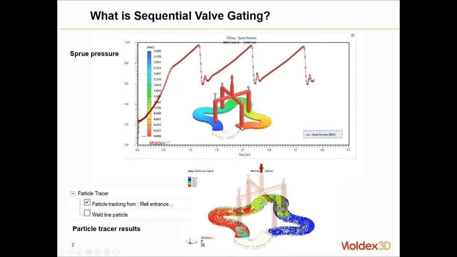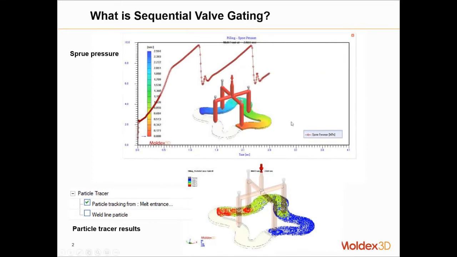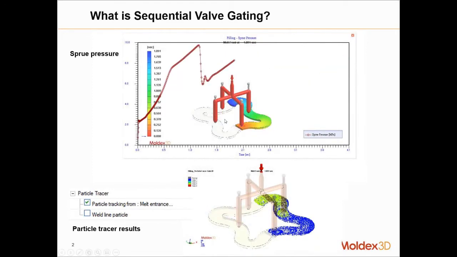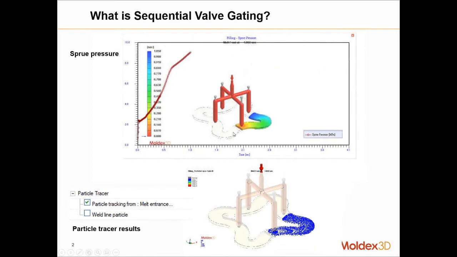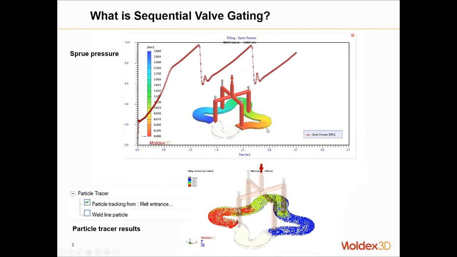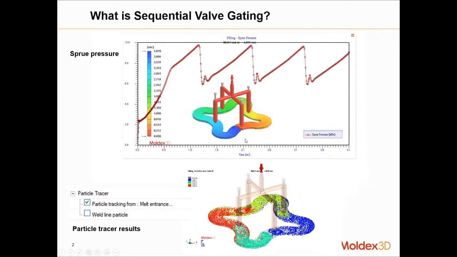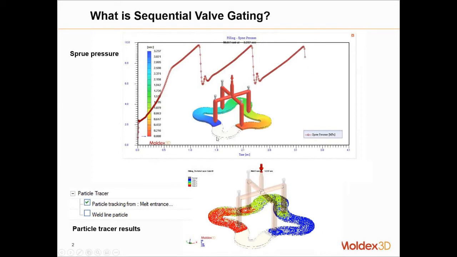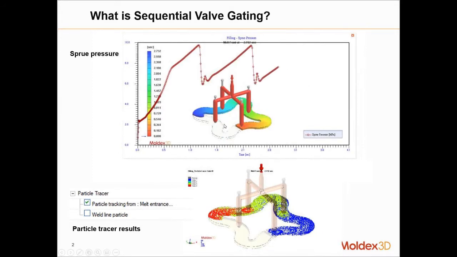Secondly, we're able to eliminate weld lines. We're not injecting all of these gates at the same time, and therefore the melt fronts never have to meet one another. Because we're waiting until the melt front reaches this gate to turn on the second gate, and then the third gate, and then the fourth gate, we're able to eliminate the need for a meeting of melt fronts, which completely removes weld lines from the equation.